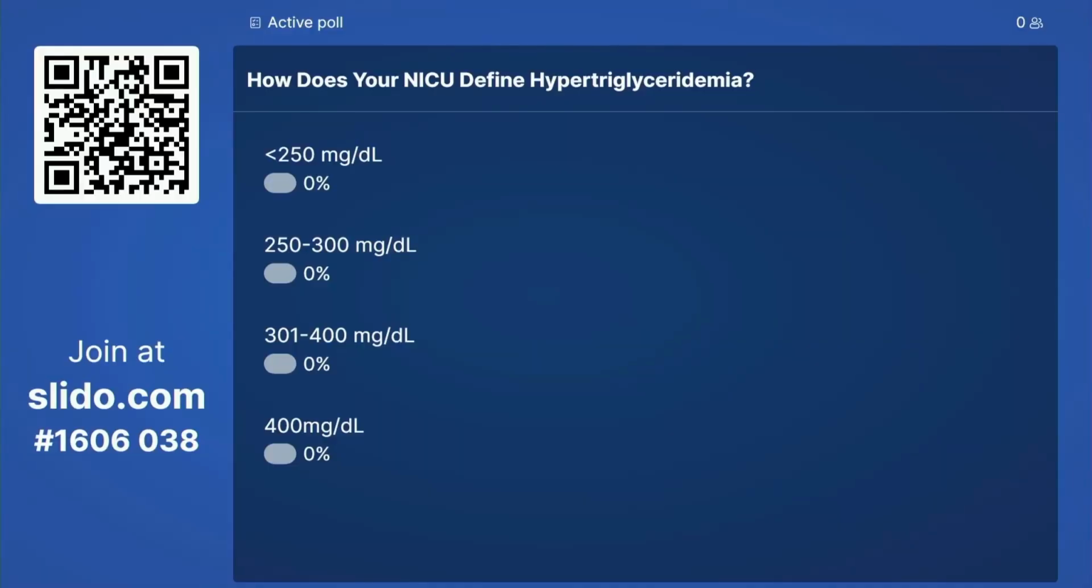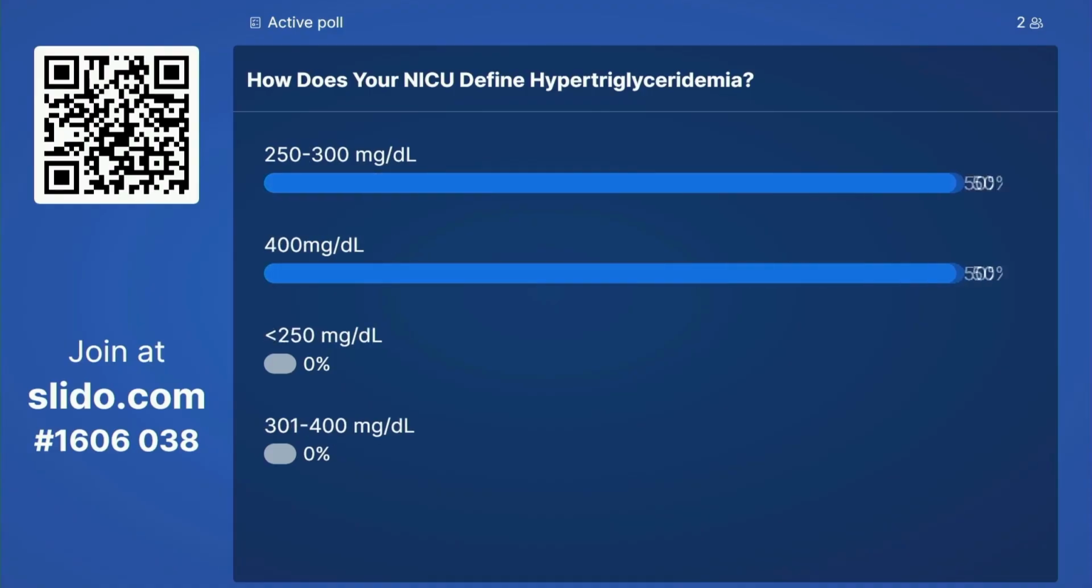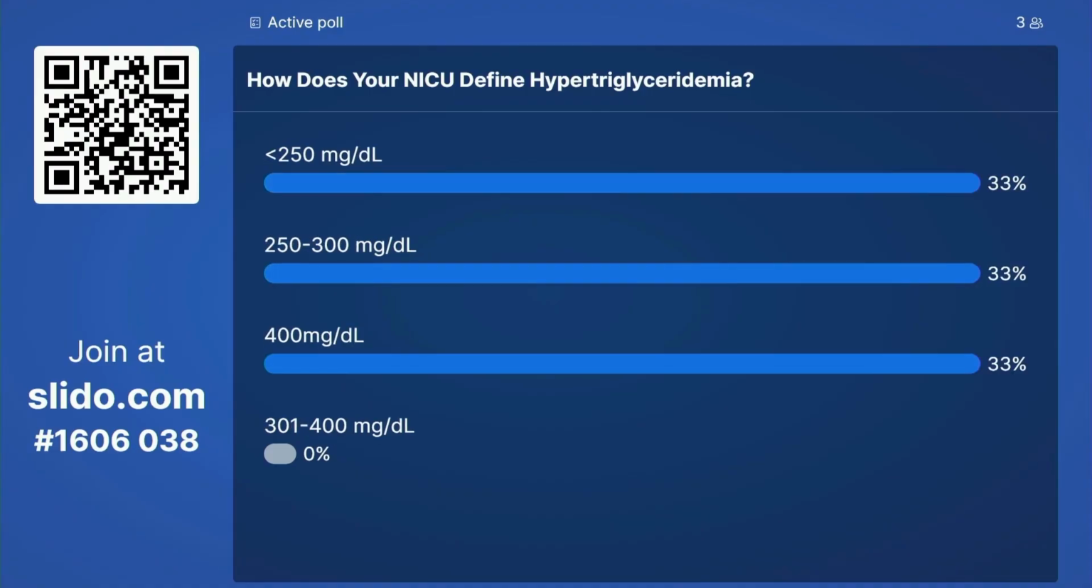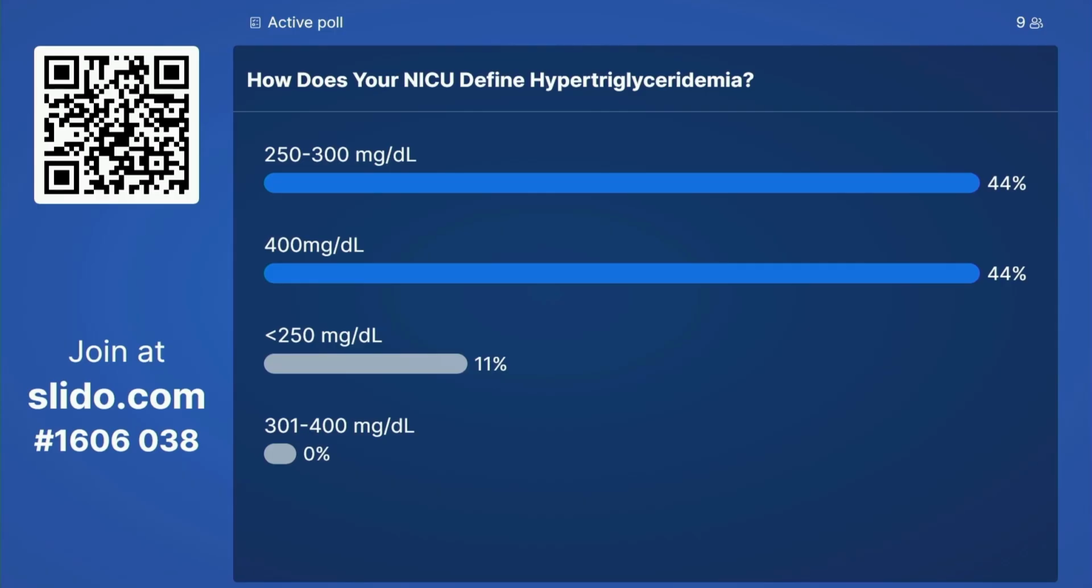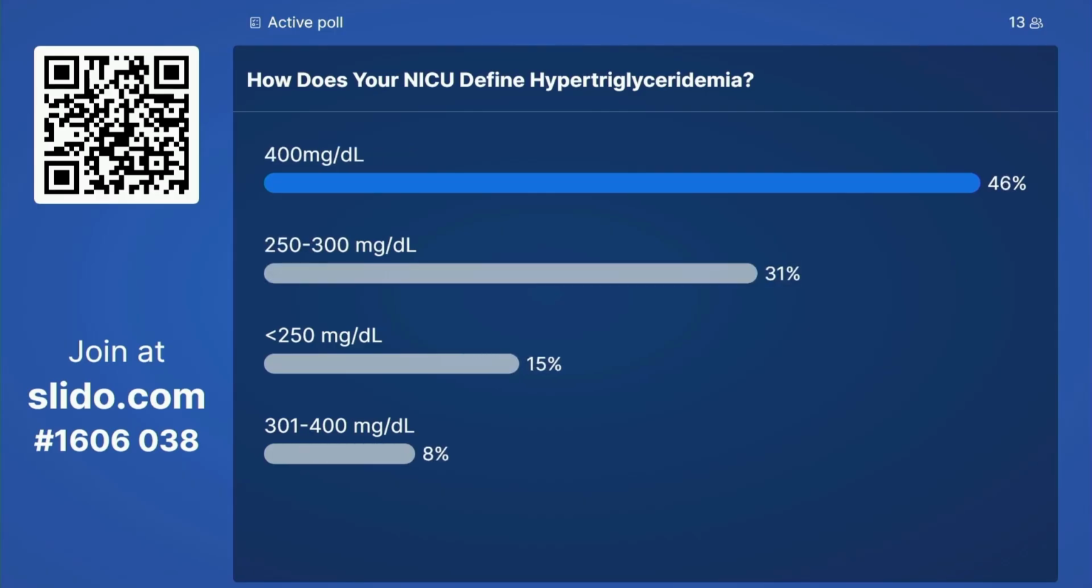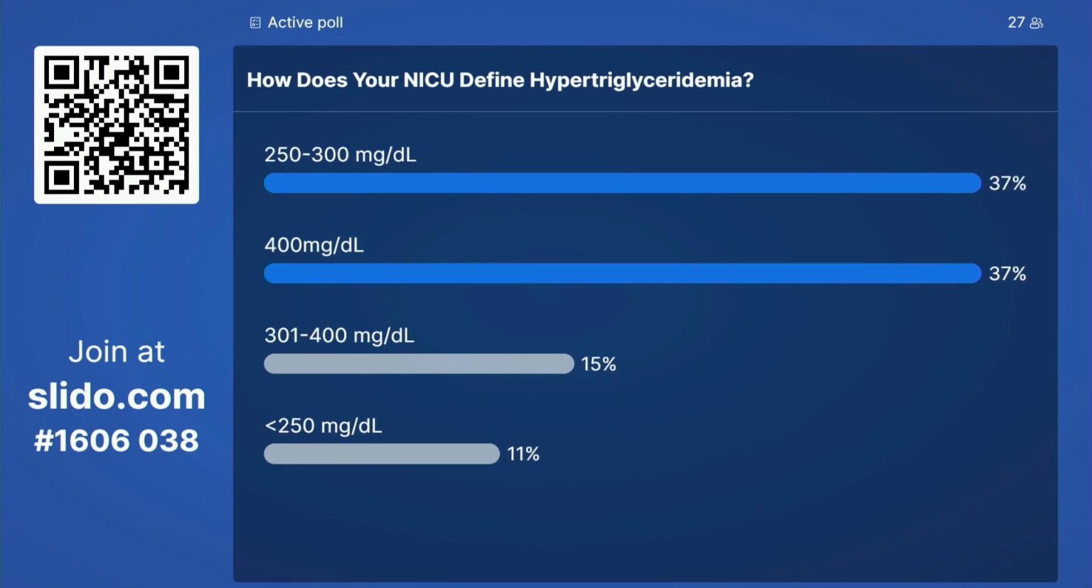So, how does your NICU define hypertriglyceridemia? I'm excited to see these answers. And I see that it's not an option here, but if you're feeling brave, could you raise your hand if your NICU doesn't have a definition for hypertriglyceridemia? I'll raise my hand. Cool. Thanks, friends.